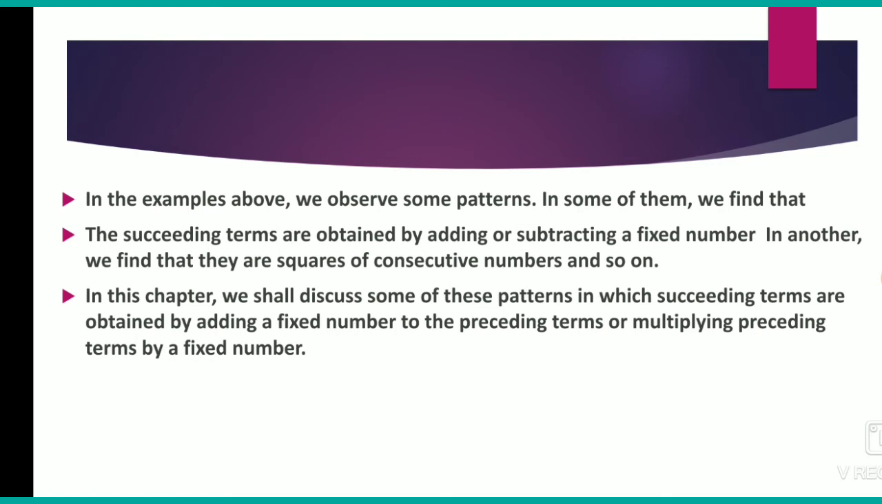In another example, we find that they are squares of consecutive numbers and so on. So already we have seen geometrically 1 square, 2 square, 3 square and so on. For 1 square we got only 1 square, for 2 square we got 4 squares, and for 3 square we got 9 squares. So like that. Now in this chapter we shall discuss some of these patterns in which succeeding terms are obtained by adding a fixed number to the preceding terms, or in some cases multiplying preceding terms by a fixed number.